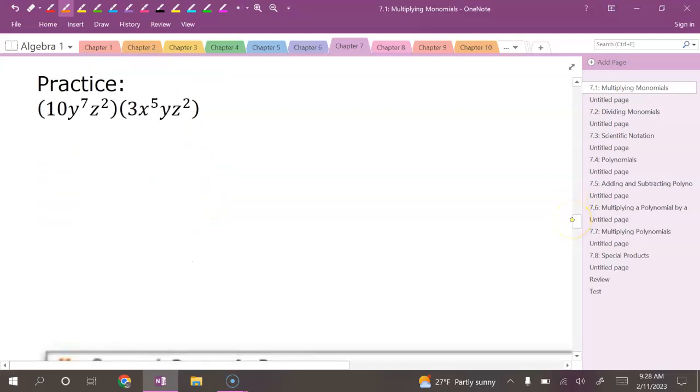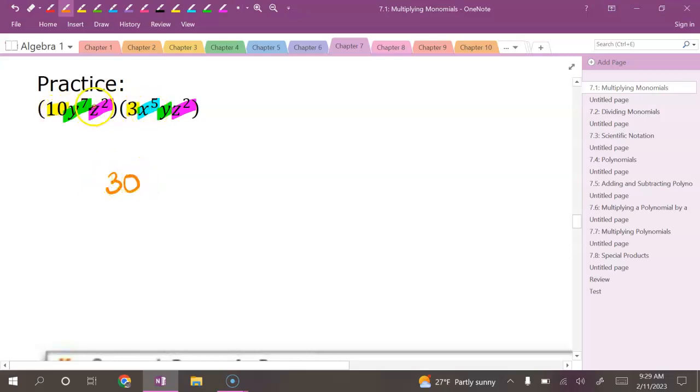For our last practice problem here, highlighting our like terms one last time, 10 and 3 go together. There's no x in the first term, but there is in the second one, x to the 5th. Then I've got y to the 7th and a y, z squared and z squared. 10 times 3 is 30.